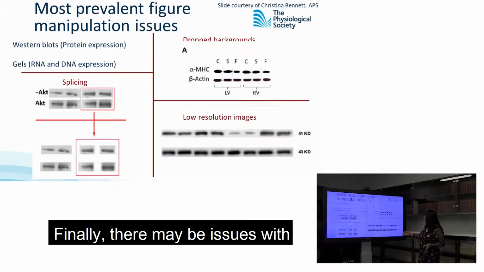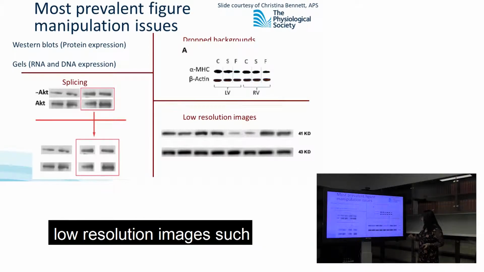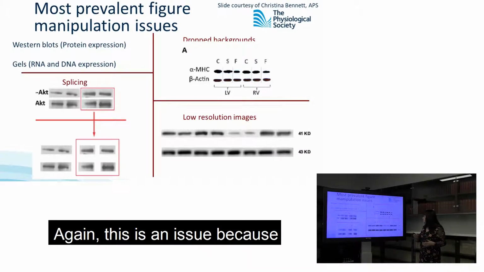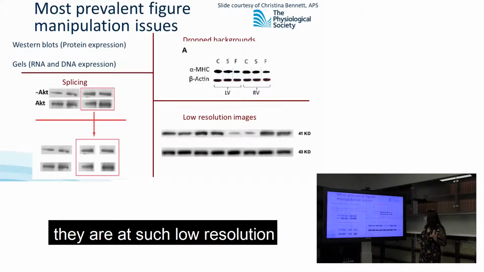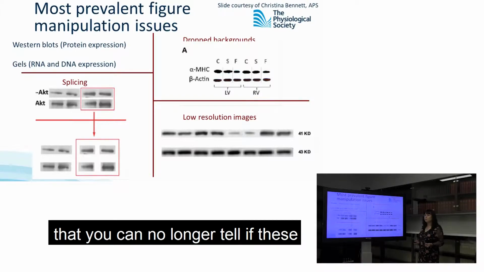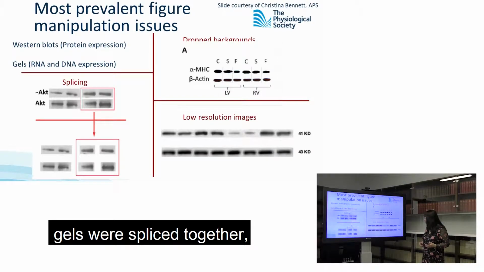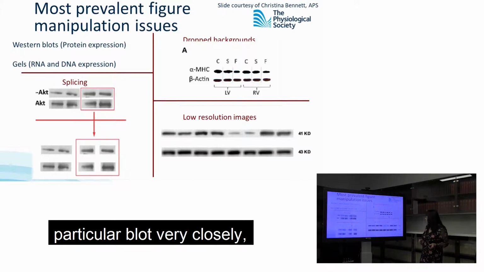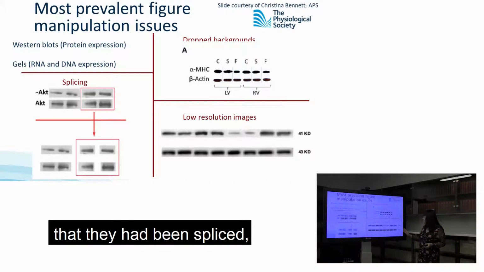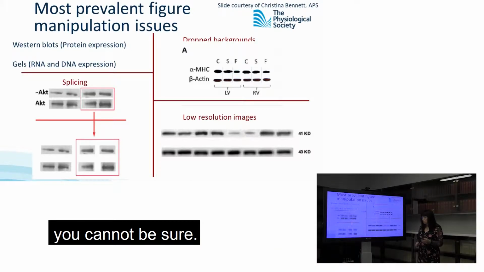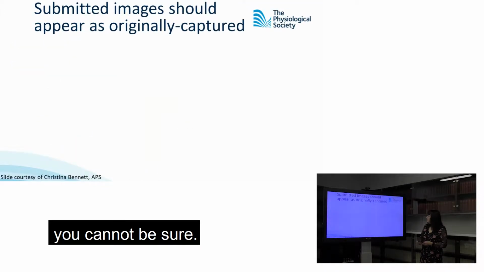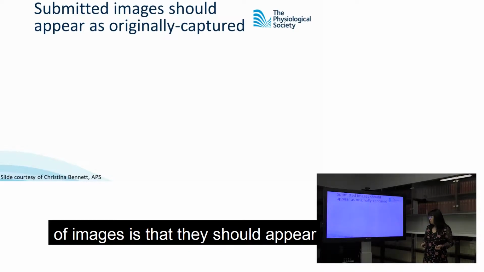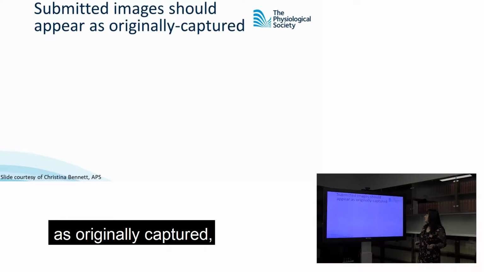And then finally, there may be issues with low resolution images, such as can be seen in the lower right part of the slide. Again, this is an issue because they are at such low resolution that you can no longer tell if these gels were spliced together. And in fact, if you had inspected this particular blot very closely, you would probably get the conclusion that they had been spliced. But with such low resolution, you cannot be sure. So the bottom line for submission of images is that they should appear as originally captured.